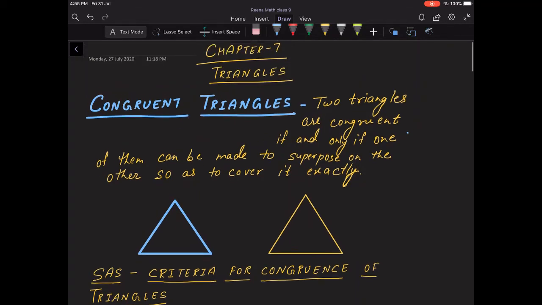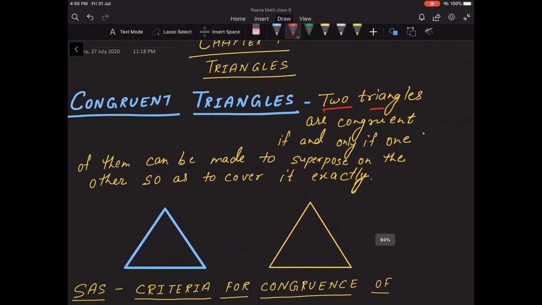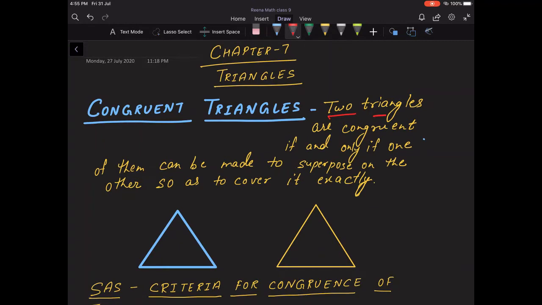Today we are going to discuss chapter 7, which is congruency of triangles. For that, first I start with the definition of congruent triangles. Two triangles are congruent if and only if one of them can be made to superpose on the other so as to cover it exactly.